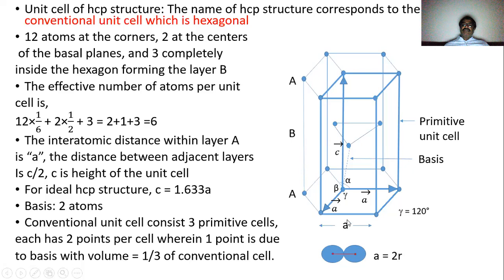Each lattice parameter of the basal plane is of length a, and then there is the distance between the layers. Okay, so this is one layer, this is another layer, and you will find that the three lattice points which are exactly inside the body form the layer B. So A, B, A. Okay, so this is the stacking sequence.